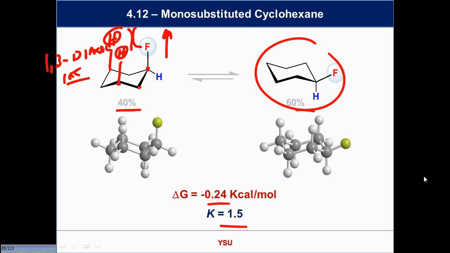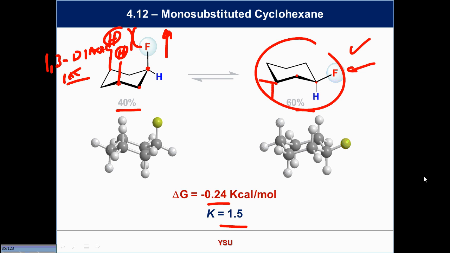It's not a different molecule. It is still fluorocyclohexane. It's a different shape. It's like standing up or sitting down. It's still the same molecule. So you'd rather have this over here because all of a sudden my 1,3 problems have gone away. Okay, there's 1, there's 2, there's 3. They are nowhere near each other anymore. So this is good. We like it to be equatorial.